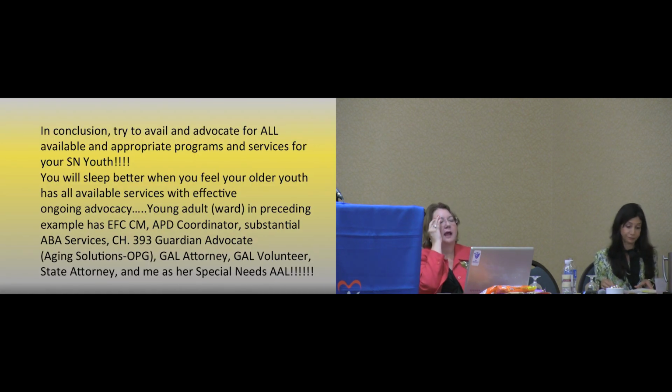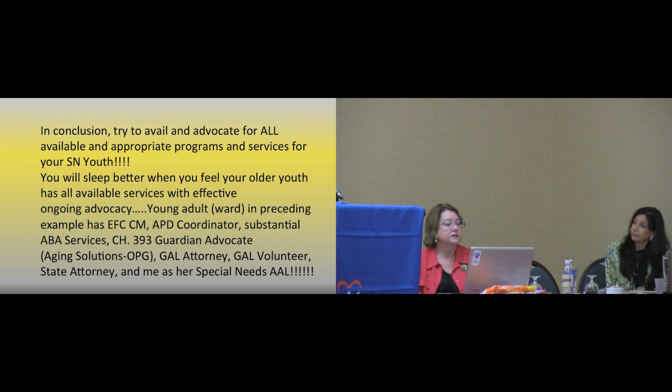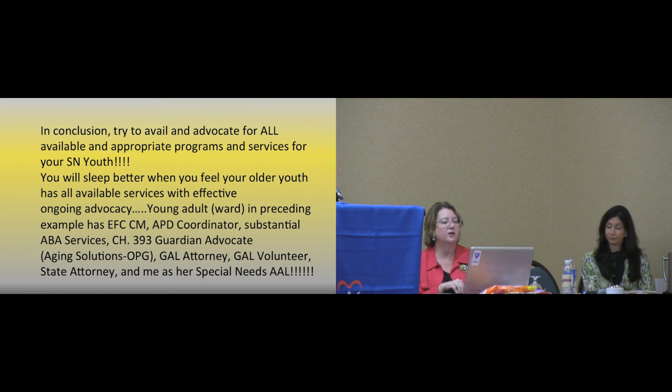In conclusion, try to advocate for all available and appropriate programs and services for your special needs youth. You will sleep better when you feel your older youth has all available services with effective ongoing advocacy. Your young adult, your ward, in the preceding example, has an extended foster care case manager, an APD case coordinator, substantial ABA services, and an ABA caseworker with her for many hours during the week when she's not in school. She has a Chapter 393 guardian advocate, Aging Solutions, OPG. She still has her guardian ad litem attorney, the guardian ad litem volunteers agreed to stay in, the state attorney, and me as her special needs attorney ad litem. And that's it.